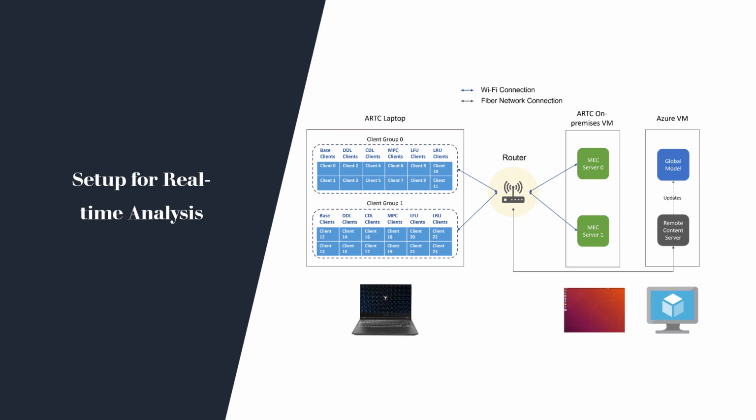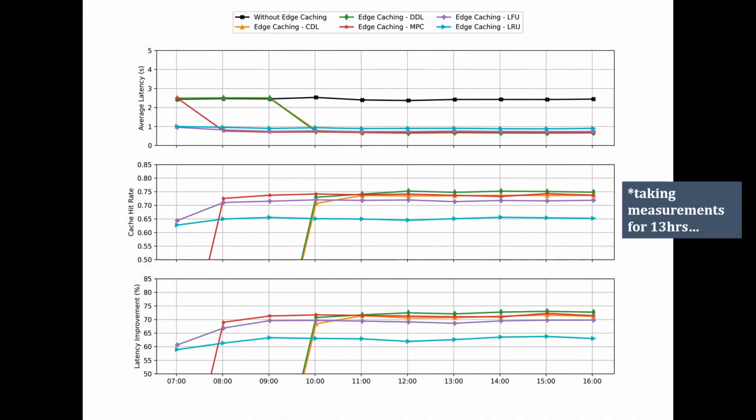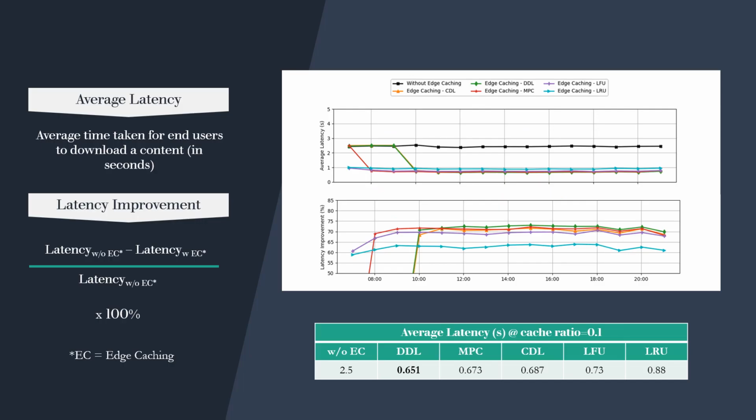Here, it can be noted there were no Oracle MEC clients because the Oracle strategy is simply impractical to implement in real life. Instead, we included non-edge caching clients to use as a benchmark. Using the edge caching system, we measured average latency, which is the average time taken for end users to download content. Then we used latency to derive latency improvement, which is the reduction in latency as compared to when no edge caching strategy was used, in percentage terms. We can observe that the proposed strategy gave the lowest latency as compared to benchmarks, with a 73% latency improvement at a given cache ratio of 0.1.